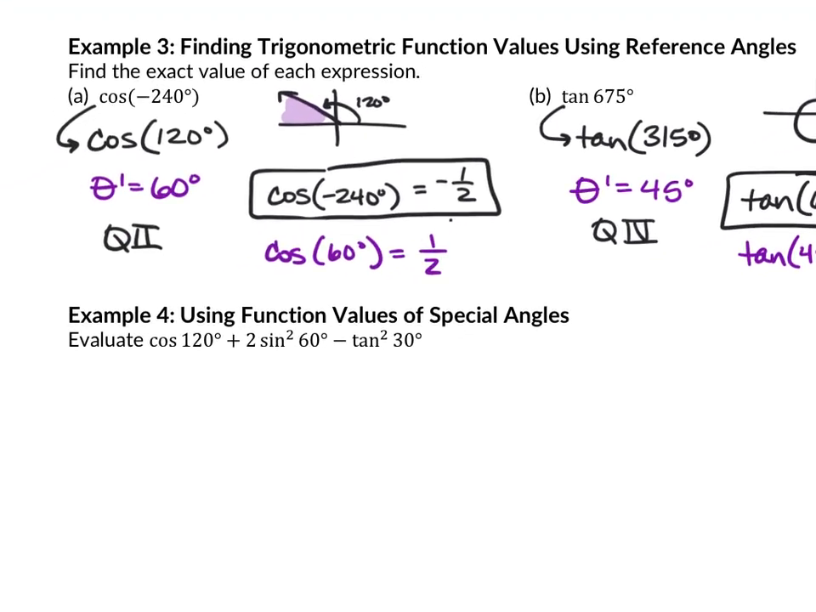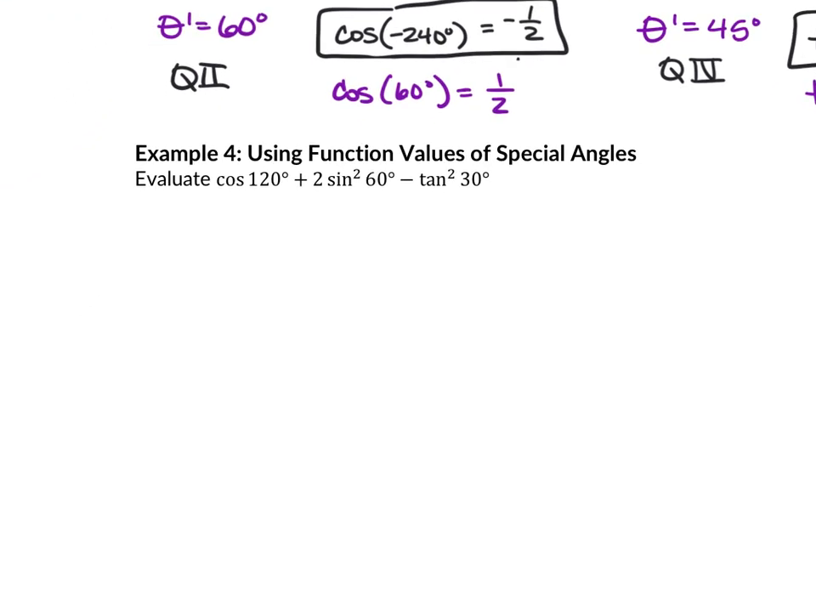All right, last but not least, let's take these special angle values and apply them to things. I want you to evaluate cosine of 120 degrees plus 2 times sine of 60 degrees squared minus tangent of 30 squared. Ooh, that's a lot. But we can do it entirely by hand.